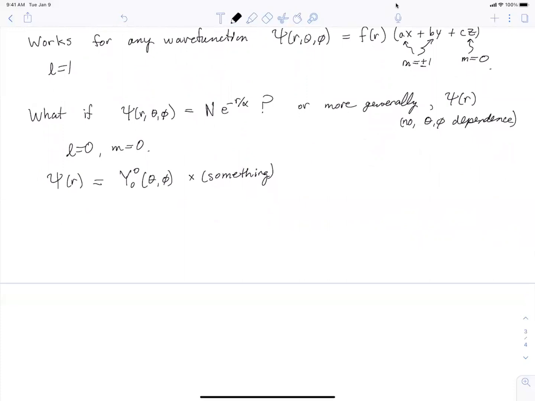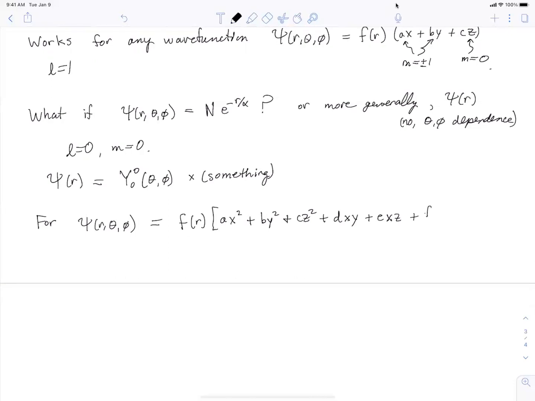What if we did this? What if we had a wave function that was some function of r times, I'm going to write down a whole list of quadratic possibilities. So something times x squared, plus something times y squared, plus something times z squared, plus something else times xy, plus something else times xz, plus something else times yz. Now the point is one just recognizes that all of that can be written as a linear combination of some YLMs.